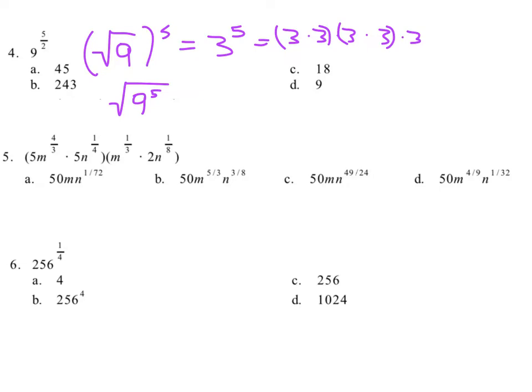Sorry, trying to write above it, but it's not enough room. That 3 times 3 is 9 times that 3 times 3 is 9 times 3. And so if we did 9 times 9, we get 81. And then 81 times 3, and we get 243. And as you can see, that's choice B here.